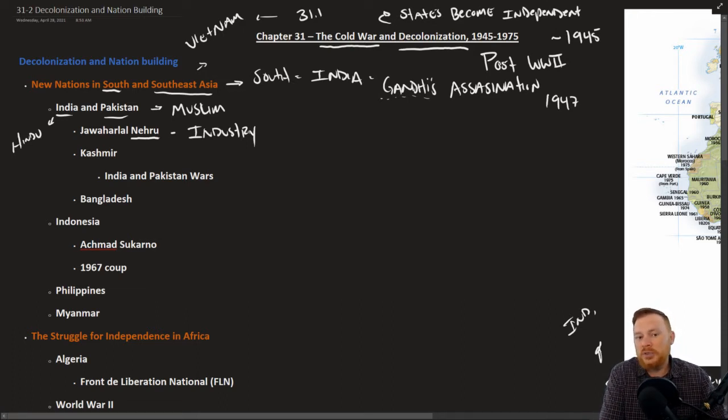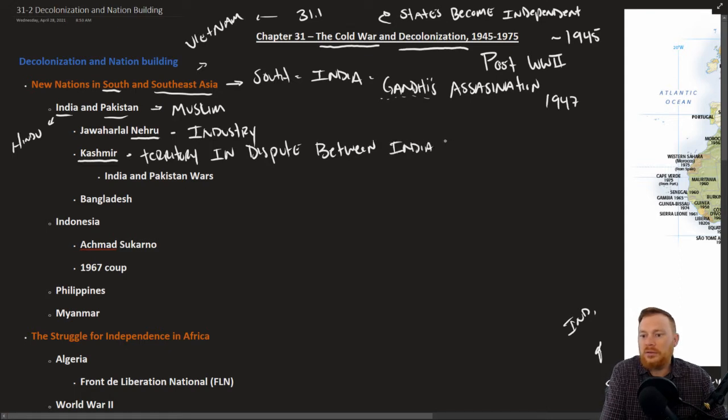But what continued between India and Pakistan, and we covered this in a previous section, was the territorial dispute in the Kashmir. So the Kashmir is a territory in dispute between India and Pakistan, and it's remained a sore spot between the two nations. In fact, both India and Pakistan have gone to war pretty much every 20 years or so over this particular territory, and tension between those two nations remain somewhat heightened today.